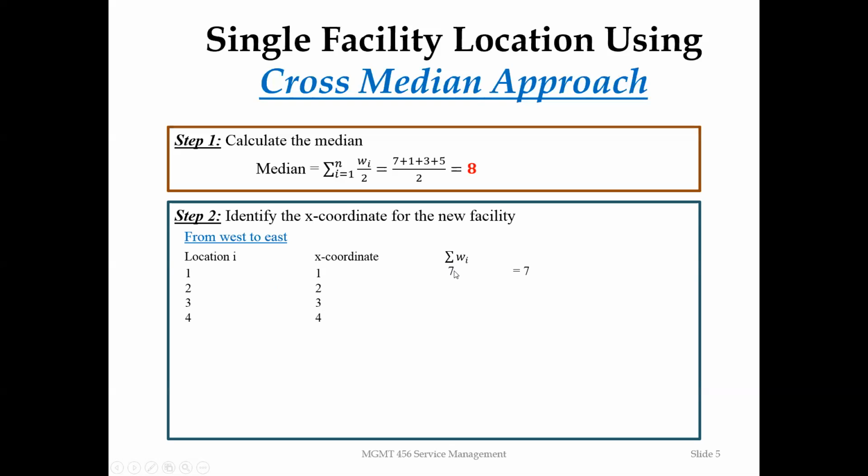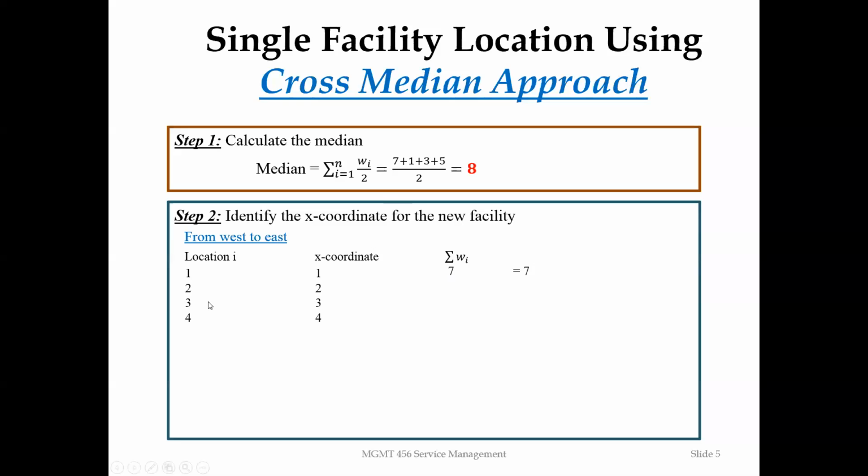We only add 7 because when we go from 1 to 4, we keep adding more and more weights. Right now we only have city 1, so the total weight will be 7. So now let's check: is 7 greater than or equal to 8? Of course not. If you only include city 1, the total weight is 7, which is not greater than or equal to 8. So we have to keep adding more weights.